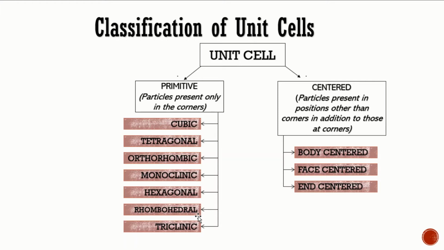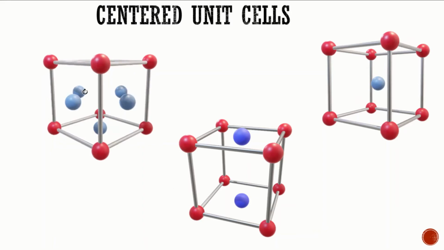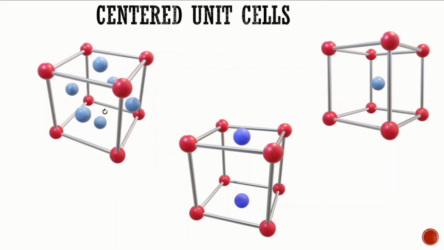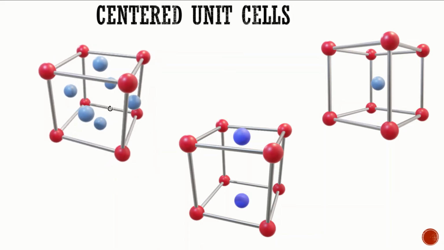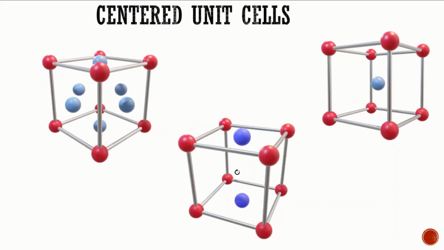Non-primitive or centered unit cells are those unit cells in which the constituent particles are present not only at the corners of the unit cells, but also at some other positions. There are 3 types of non-primitive unit cells. Face-centered unit cell. Here, the particles are present not only at the corners, but are also present at the center of each face of the unit cell.